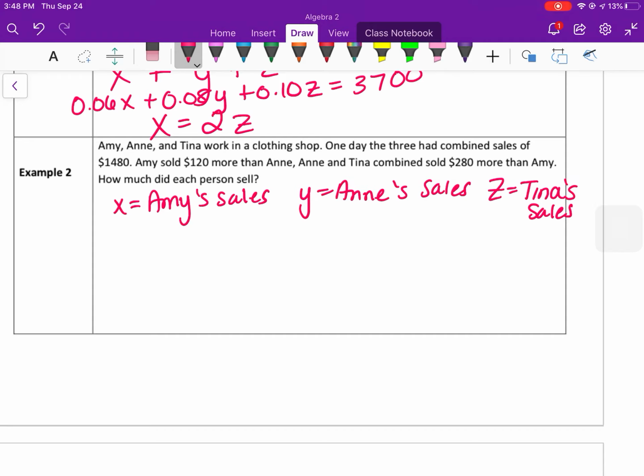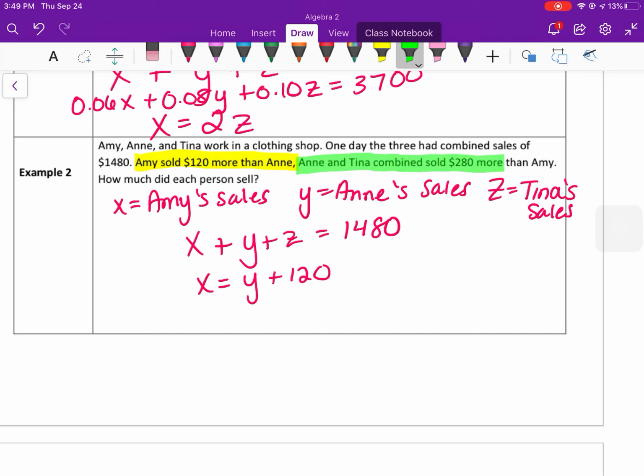It does tell me that they had combined sales of 1,480. So that means that X plus Y plus Z equals 1,480. Amy sold $120 more than Annie. So X equals Annie's sales, Y plus $120. Amy is $120 more than Annie's sales.